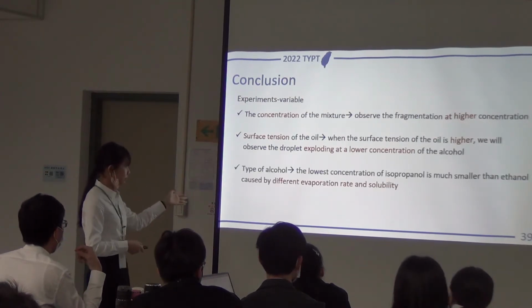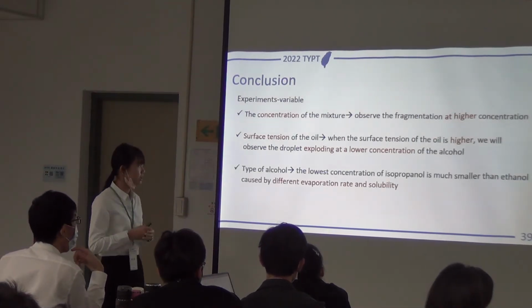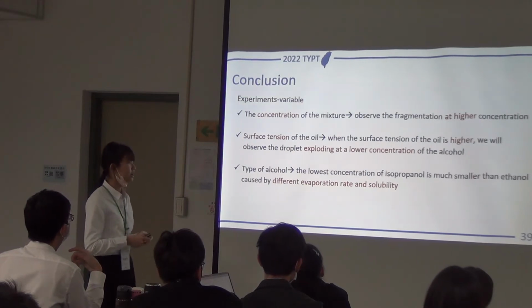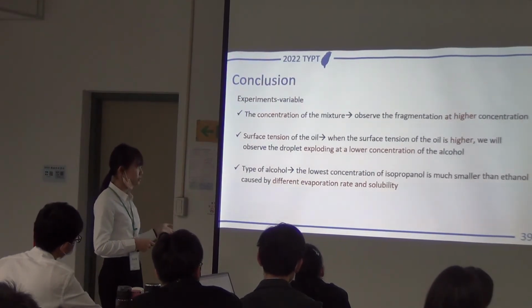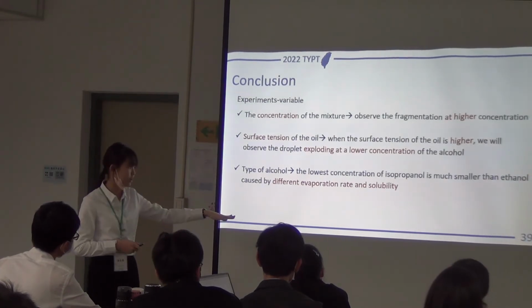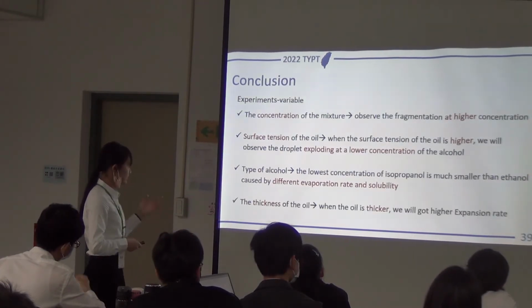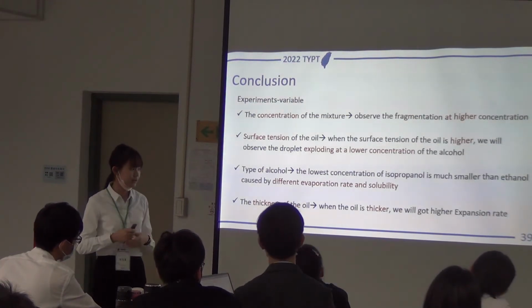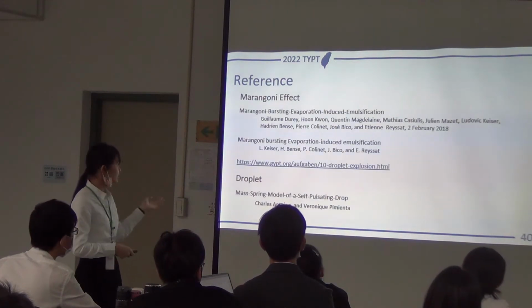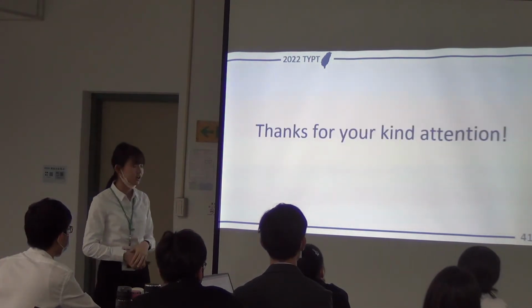And we've got the type of alcohol, and we found that the lowest concentration of isopropanol is much smaller than ethanol, and we think it is caused by the different evaporation rate and solubility caused by the polarities. And for the thickness of the oil, we found that when the oil is thicker, we've got higher expansion rate. And here are our references. Thanks for your kind attention.